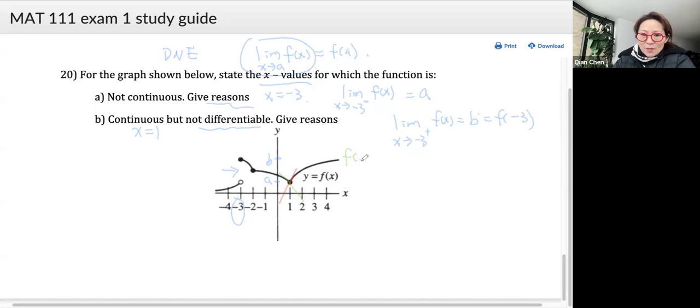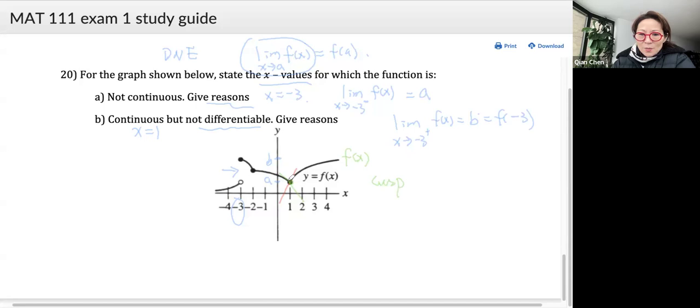Imagine this is our f of x, right? So these curves represent one function. That's how this function behaves picture-wise. And so this point is called a cusp. So at 1, it's called a cusp.